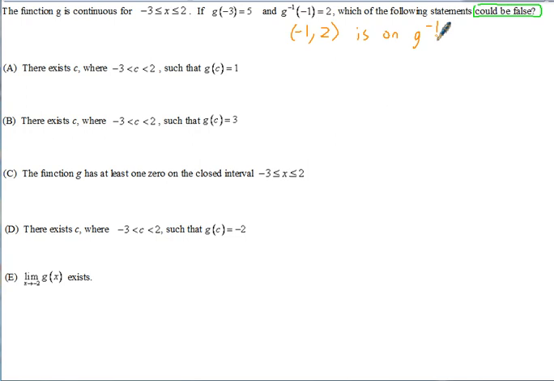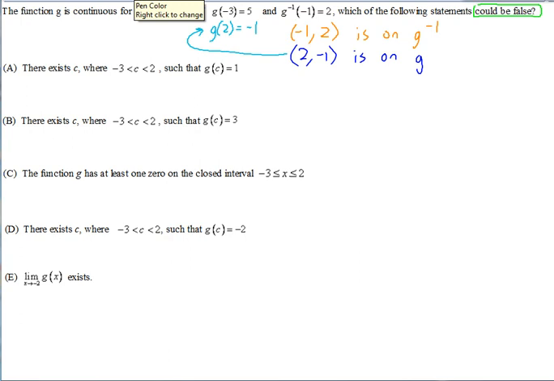And remember how inverse functions work. They reverse all the x and y coordinates of the original function. So that means that 2, -1 is on the original function g. And the way we can write that over here is g of 2 equals -1. And now let's take a look at the question. Now we're looking for the one that could be false, remember. So that means all these have to be true except for one that might be false.